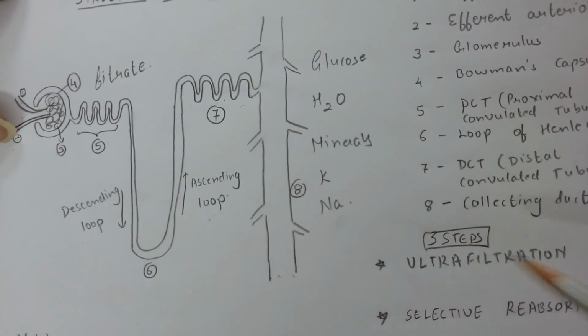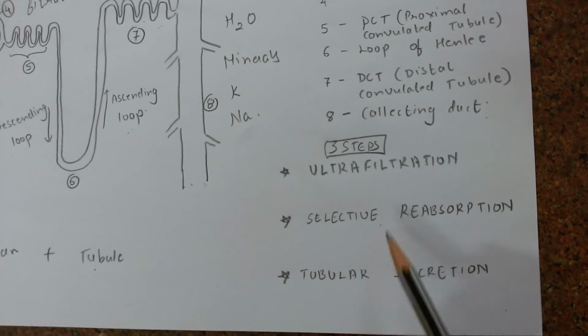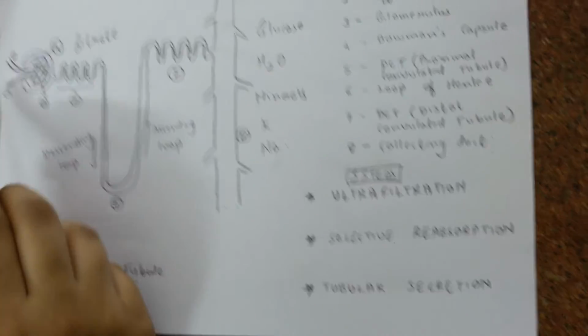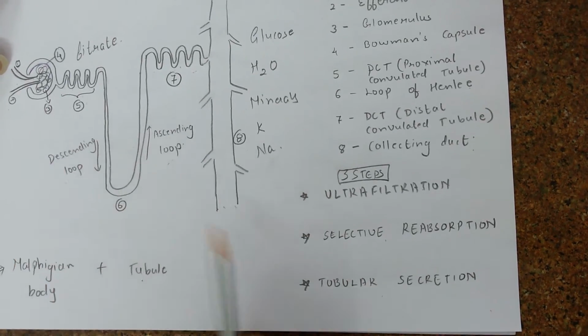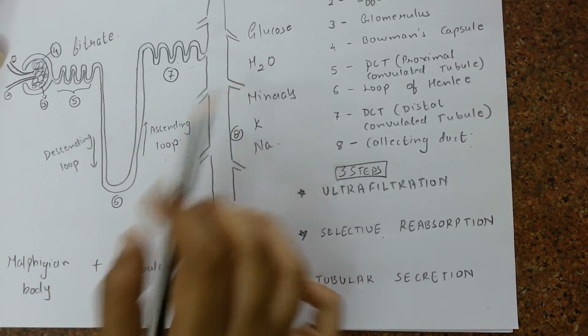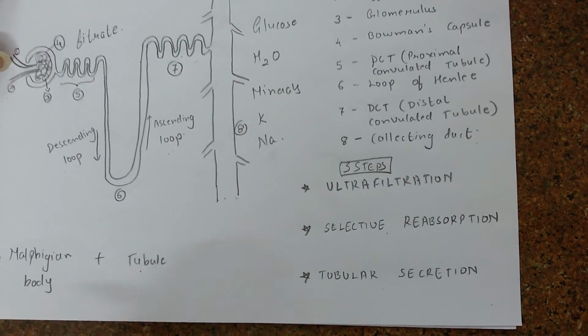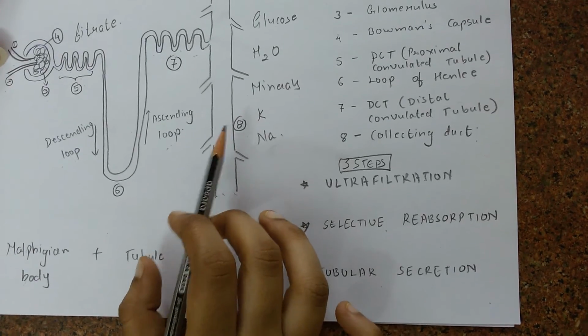The entire process is divided into three main steps: ultrafiltration, selective reabsorption and tubular secretion. Ultrafiltration basically takes place in the first part of the nephron, that is the Malpighian body. Selective reabsorption takes place throughout, that means important substances are reabsorbed back into the blood, and tubular secretion is the last part of the entire process.